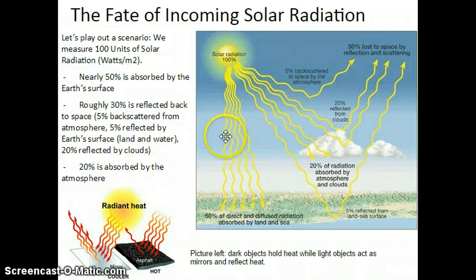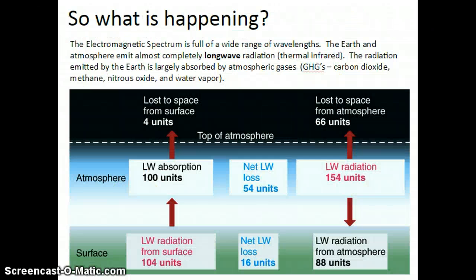Because we're quantifying this, we're going to take a look at what's happening. When we talk sunlight, we're really talking about the electromagnetic spectrum, and this is full of a wide range of wavelengths. The Earth and the atmosphere almost completely emit this long wave radiation. This is thermal infrared. This is essentially heat. The radiation emitted by the Earth is largely absorbed by atmospheric gases. And this is key here, atmospheric gases. These are called greenhouse gases, GHGs, and these include carbon dioxide, methane, nitrous oxide, water vapor. We could even throw in carbon monoxide, but at a much lower percentage here.